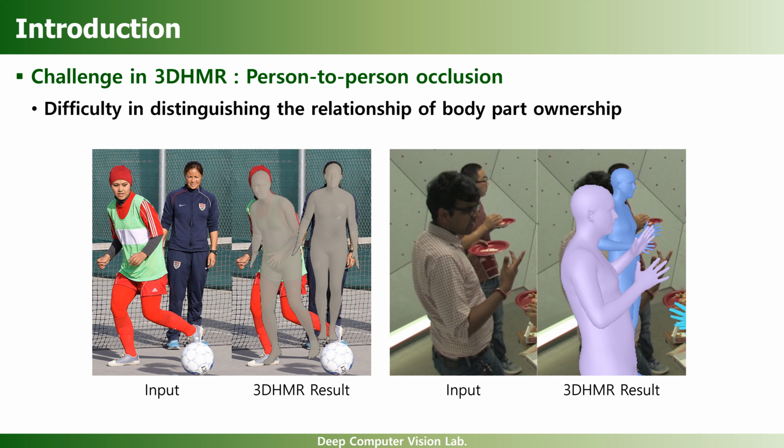In the field of 3D human mesh reconstruction, person-to-person occlusion is one of the most important issues. When multiple persons are overlapped in the scene, it is difficult to distinguish who owns each body part in the image.